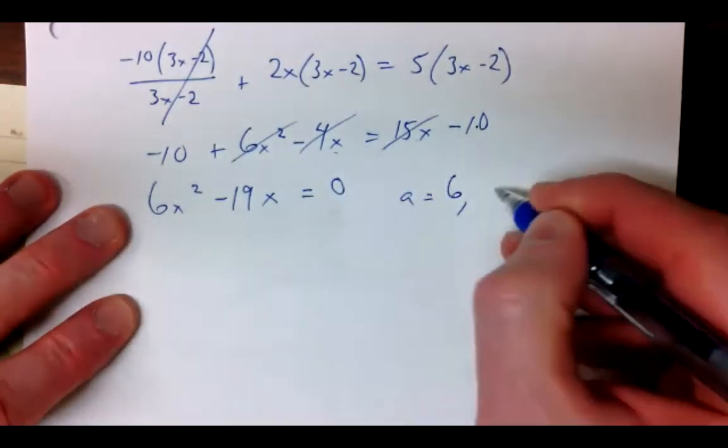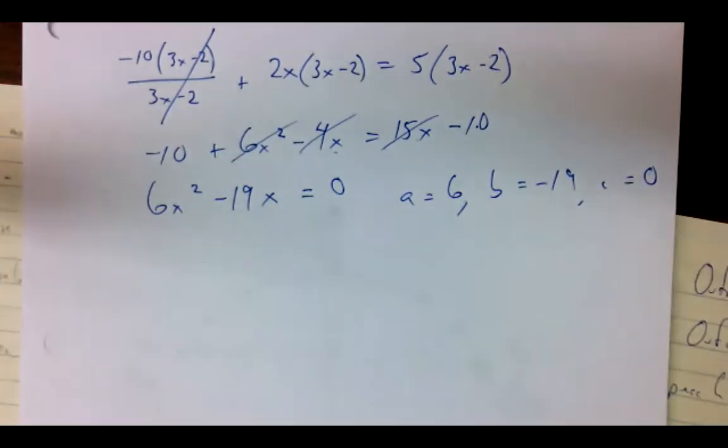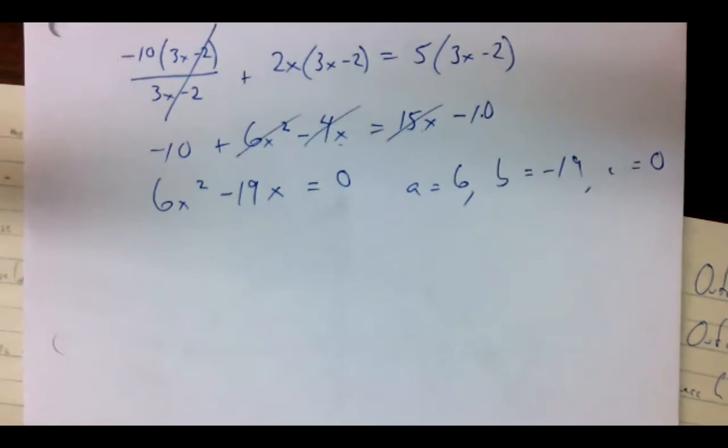A equals 6, B equals -19, C equals 0. Because there is no C there. You could write it out plus 0 if you wanted, but it's like me saying I am 47 plus 0 years old. It's redundant.